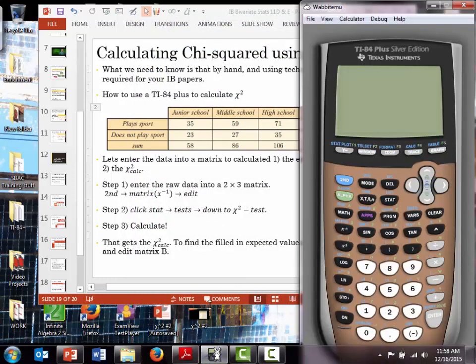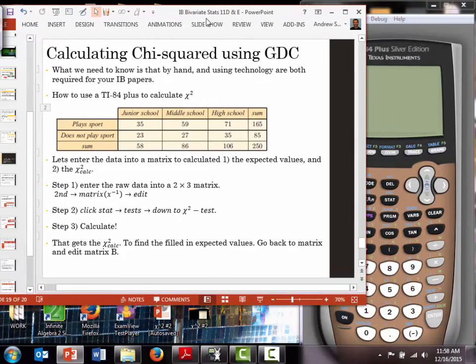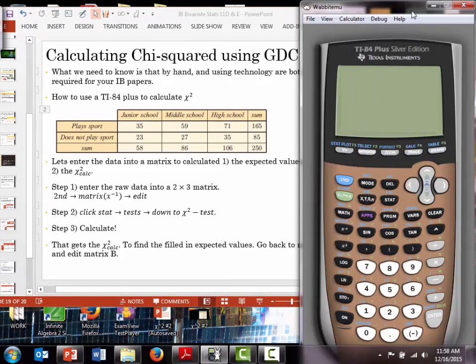And we're going to add the information into the matrix. Okay? So we turn it on. I'm going to quit out of this because we are currently not using that. What we do is we press second and matrix. Do not select this. Go over to edit, and we're going to edit the first matrix. That matrix is going to be a 2 by 3.